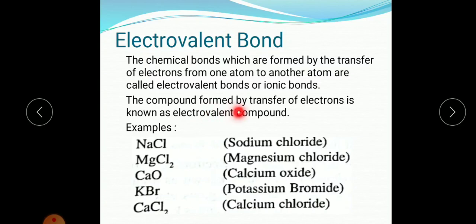Now the compound formed by transfer of electrons is known as an electrovalent compound. So the compounds which are formed by such a method, for example by transfer of electrons, we call electrovalent compounds. And these are the examples of electrovalent compounds: NaCl sodium chloride, MgCl2 magnesium chloride, CaO calcium oxide, KBr potassium bromide, CaCl2 calcium chloride. So all these are examples of electrovalent compounds.